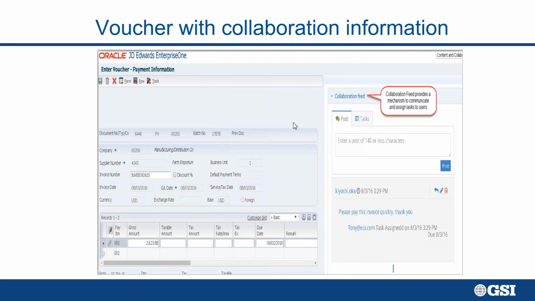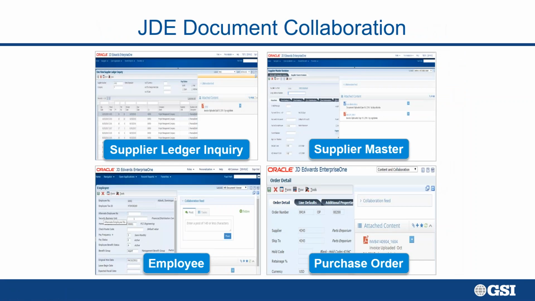Collaboration information, this is just another example of collaboration information and people identifying, please pay this invoice quickly, thank you. Multiple individuals can identify what notes they want to attach to that specific invoice. And as I said before, this can all be seen from within the voucher screen within JD Edwards. And then last but not least, because of Café One, we're now able to attach documents to any transaction screen within the JD Edwards solution.